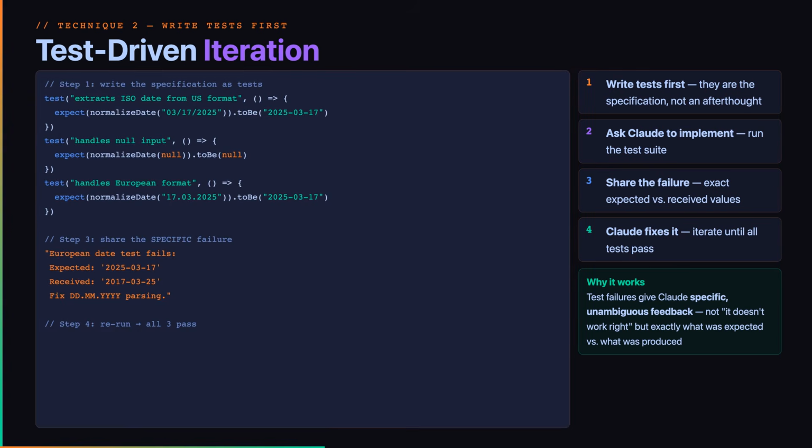Then follow the right side loop. Write tests, implement, share exact failure, rerun until green. This works because tests remove ambiguity. Instead of saying, it doesn't work, you provide a concrete contract. This input should produce this exact output.